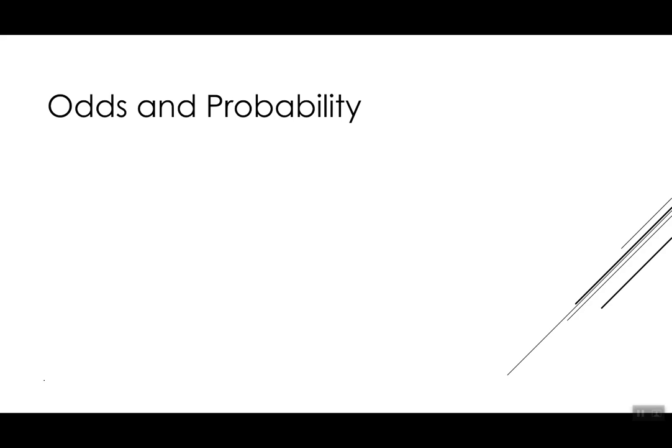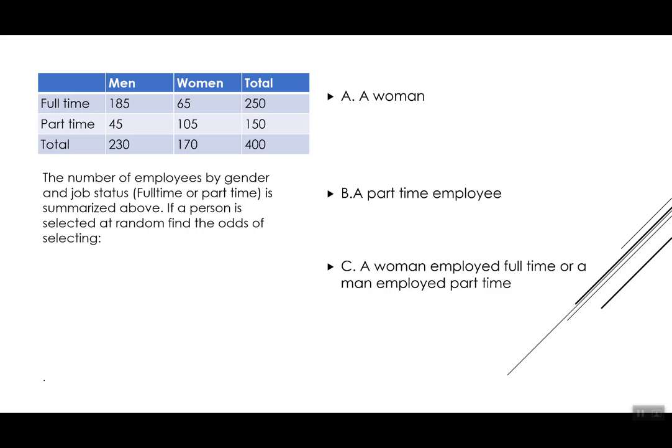Today we want to talk about odds and probability. I just want to do a few more problems with you. I'm going to start with this one. The number of employees by gender and job status is summarized above. If a person is selected at random, let's find the odds of selecting a woman.